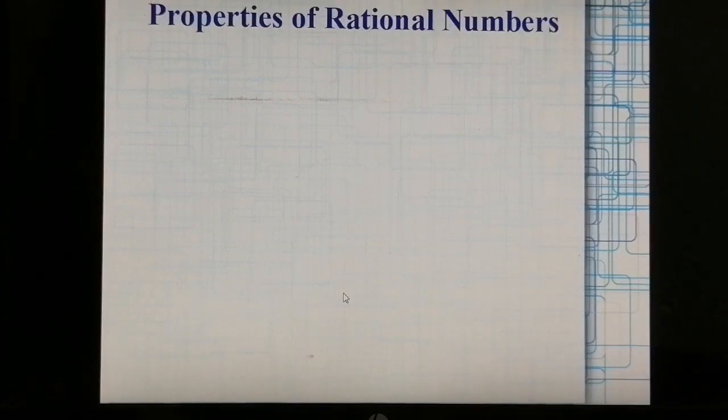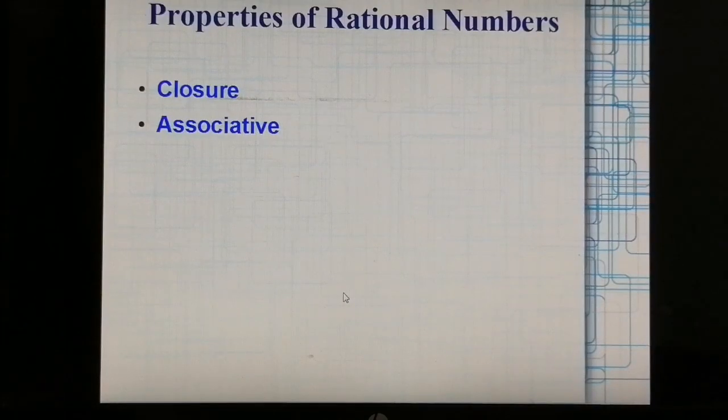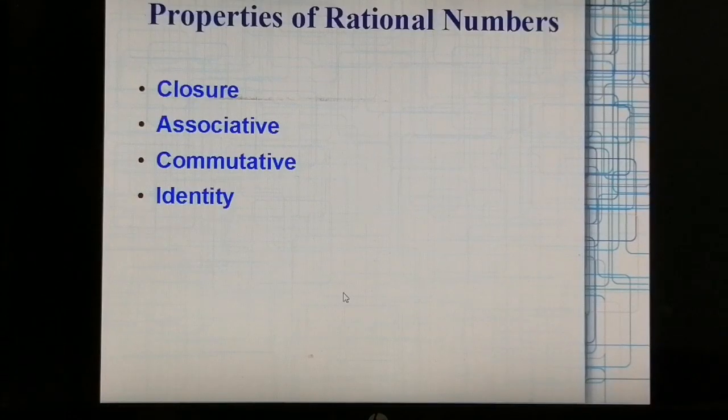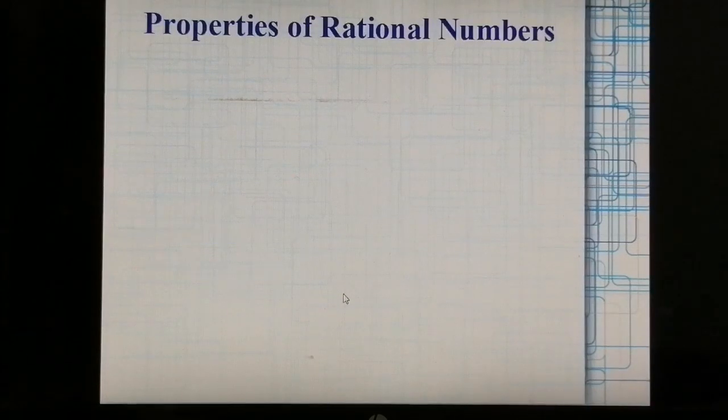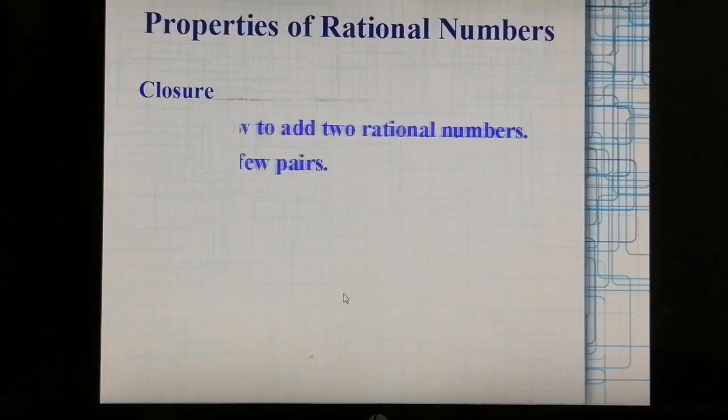So we already studied what a rational number is in class 7. So in this class we will be dealing with only the properties of rational numbers, that is closure, associative, commutative, identity and inverse, and in the last, distributive property. So first we deal with the closure property.